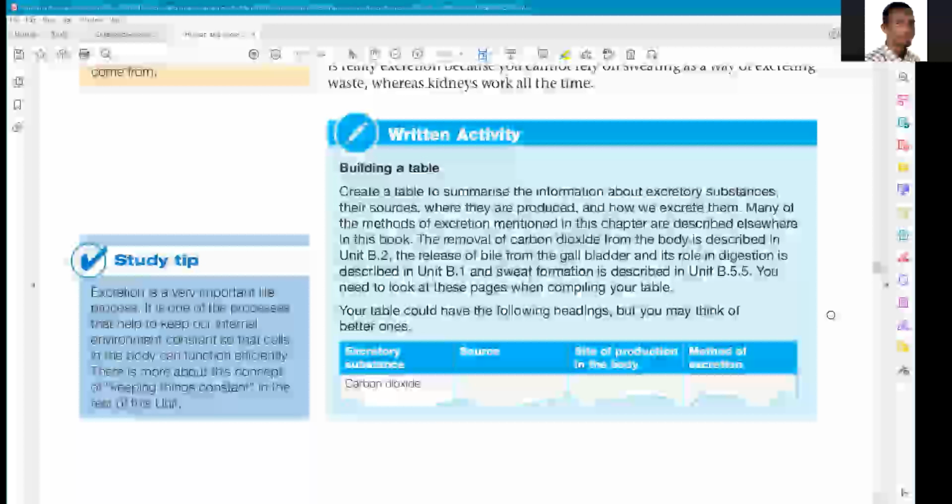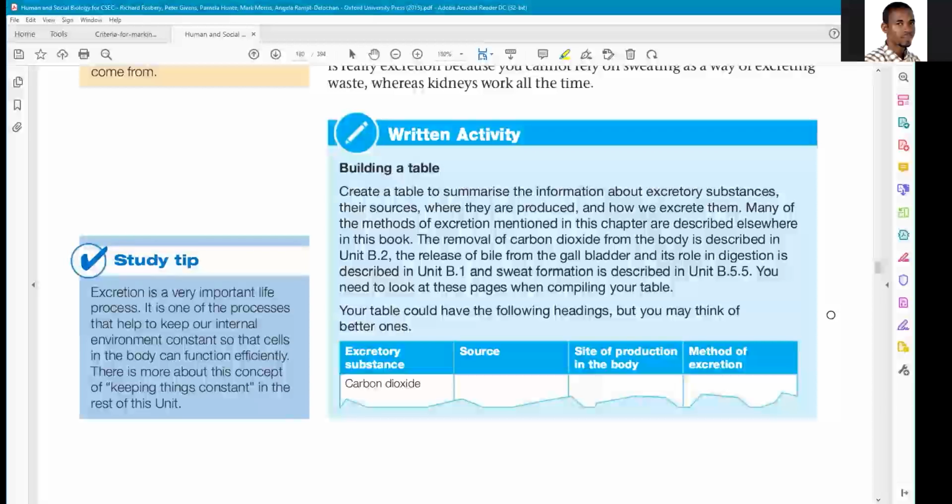What I ask you to do here is create a table to summarize the information about excretory products: their source, the excretory substances, where they are produced, and how we excrete them. Many of the methods of excretion mentioned in this chapter are described elsewhere in the book.